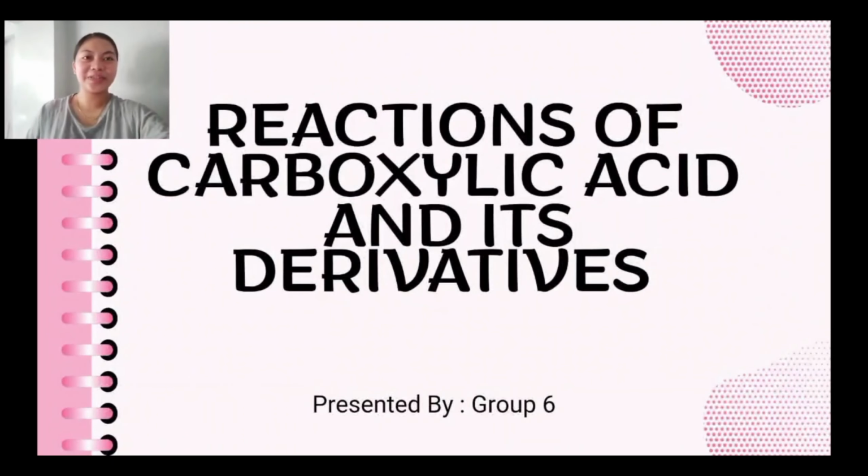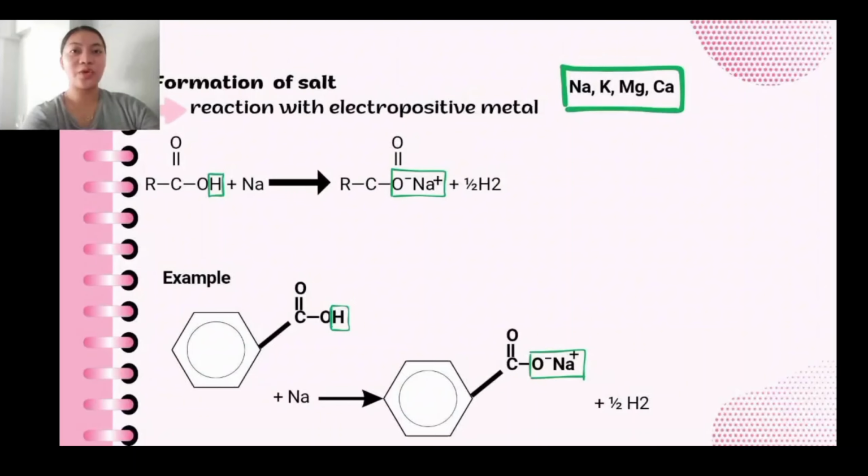We are Group 6 and today we will discuss carboxylic acid reactions, namely the reactions with electropositive metals, the neutralization reactions, reduction, and the formation of carboxylic acid derivatives. So come with us as we delve into these chemical reactions. First, let's look over the reaction with electropositive metal.